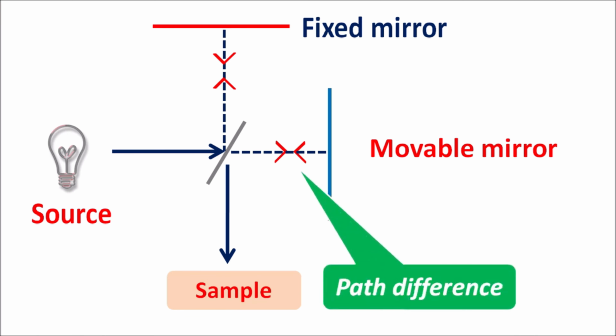Now, because of this path difference, interference will take place, which results in a production of high amplitude single beam at each time, which is passed into the sample. So, without any dispersion, a single beam is passed into the sample at each time. So that's why FTIR is a non-dispersive IR spectrometer.